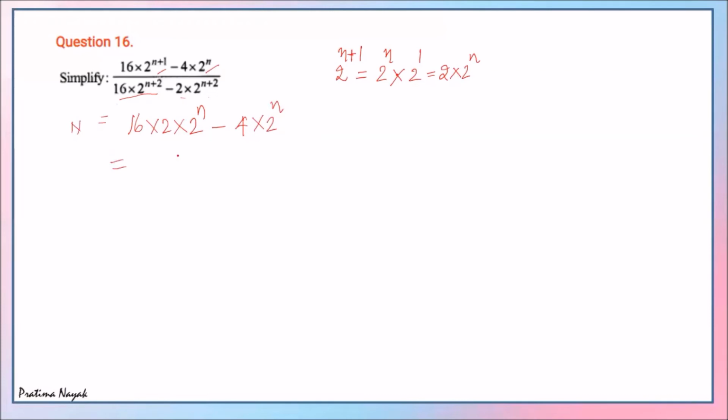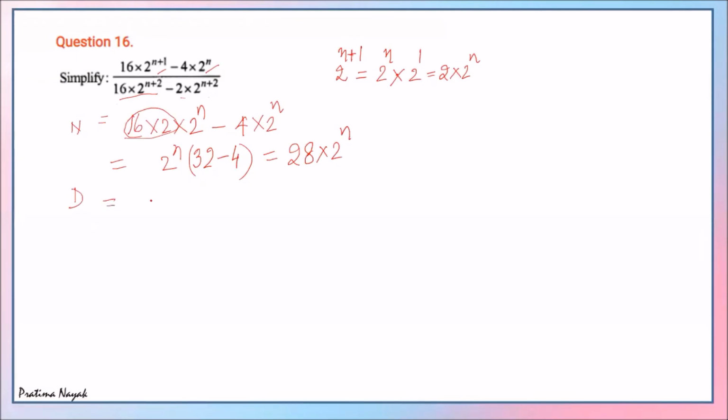Now I am taking 2 to the power n common. Common means I'll take it outside. So how much remains? 32 minus 4 remains. How much is it? It is 28. So this will be 28 into 2 to the power n. This becomes the numerator.